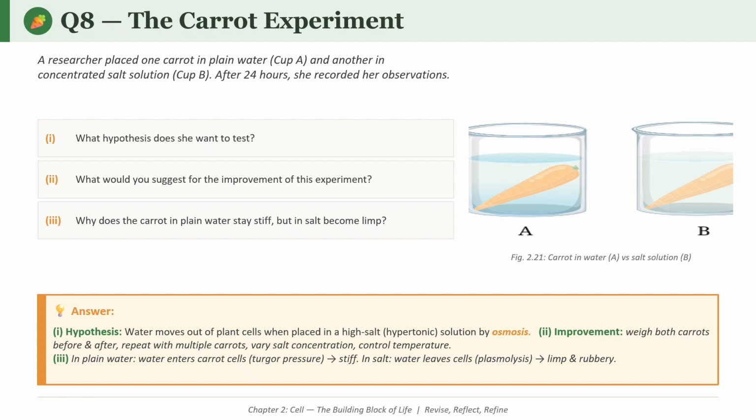And next question, why does the carrot in plain water stay stiff but in salt become limp? Because in plain water, water enters the carrot cells because of the turgor pressure and it becomes stiff. But in salt water, what happens? Water leaves the cells. That is why it is undergoing plasmolysis. So what happens during plasmolysis? The cell membrane moves away from the cell wall, and that is why it is becoming limp and rubbery.